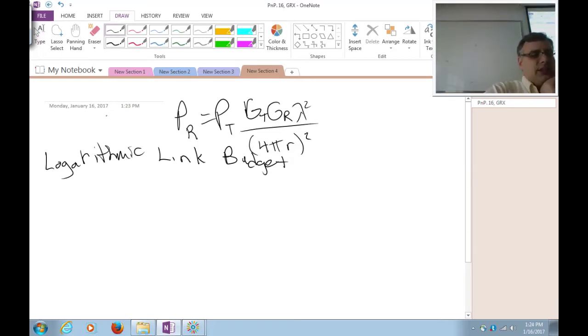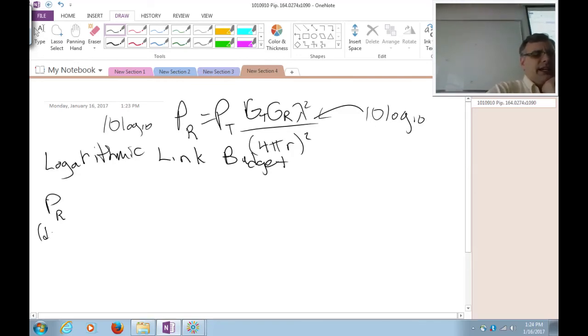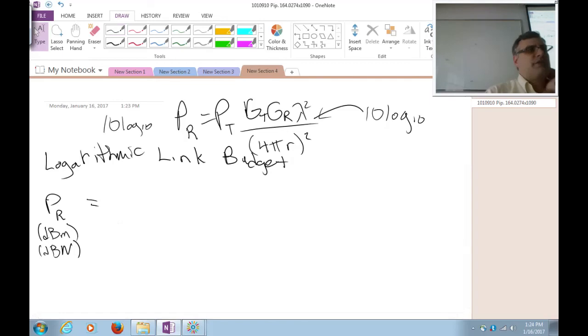So if I take 10 log base 10 of both sides here, what do I get? Well, here I've got P sub r, and that could be in either dBm or dBW. Whatever you start with on the left-hand side, you have to have on the right-hand side. So if I make this all work out in dBm, I just have to make sure both P sub t and P sub r in the logarithmic link budget are in dBm. Don't mix and match those.